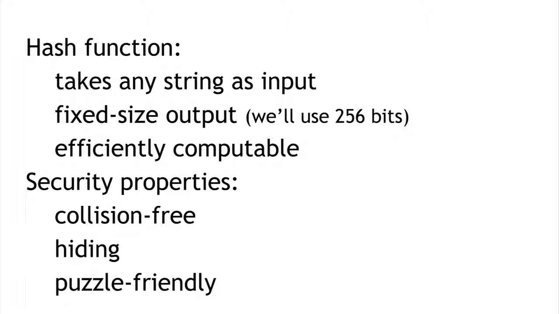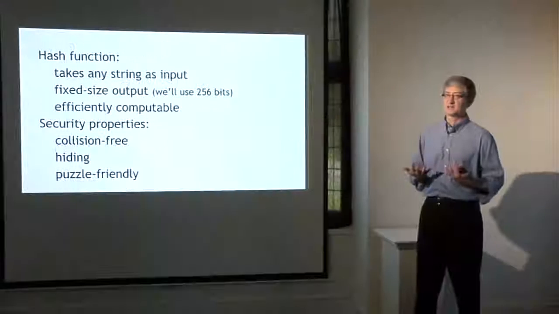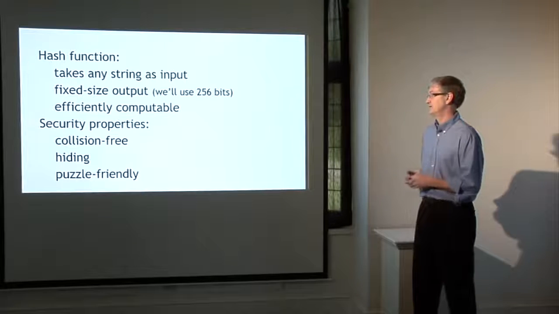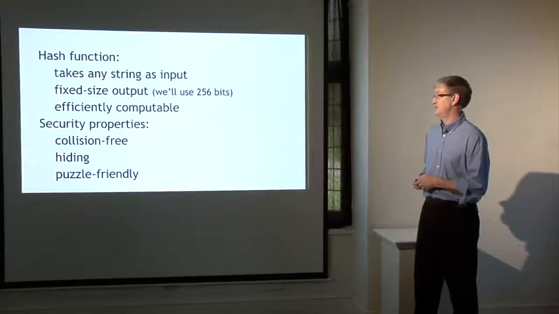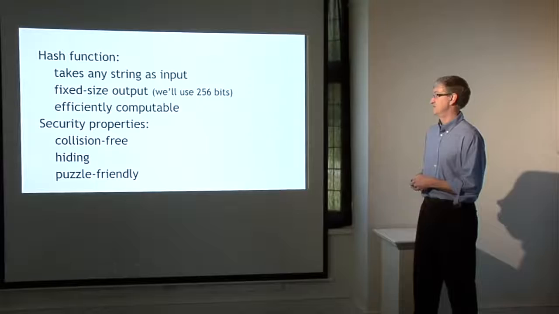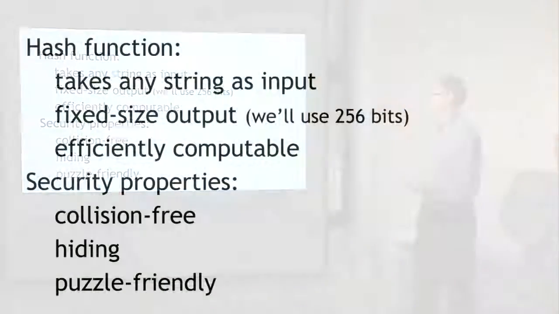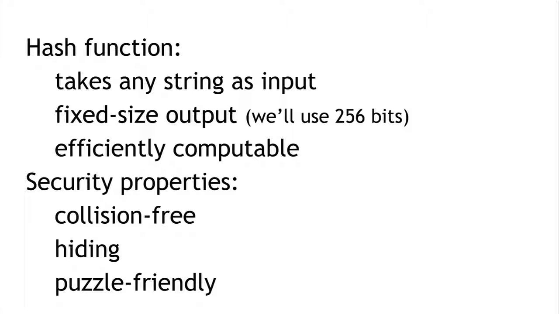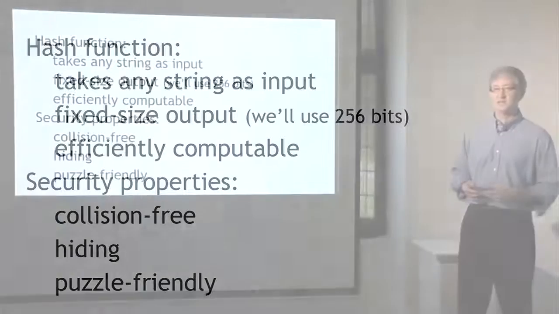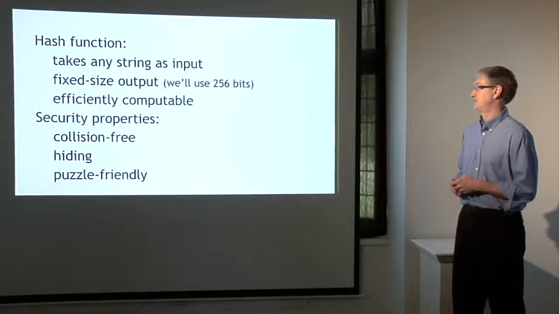So that's a hash function, but we're going to need hash functions that are cryptographically secure. The cryptographic properties of hash functions are a complicated topic in general, but we're going to focus here on three particular properties, and I'll explain in a minute what those are. In particular, that the function is collision-free, that it has a hiding property, and that it's puzzle-friendly. And for each of these, I'll talk about what the property is, what it means, and then why it's useful to have a function that has that property.